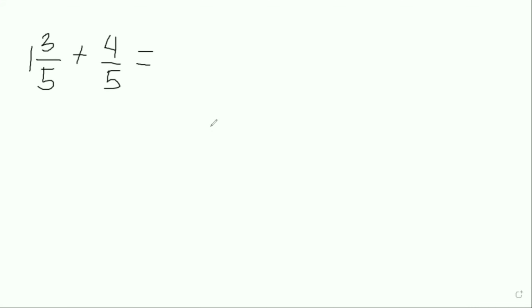Our third and final example for similar fractions is 1 and 3/5 plus 4/5. Kung mapapansin natin sa halimbawa, meron tayong mixed number and proper fraction. So kung sanay na kayo mag-perform ng operation sa fraction, pwede nyo na yang idiretso. Pero pag nagsisimula pa lang kayo matuto about fraction, mas mabuti na kapag may given na mixed number, i-convert nyo muna yan sa improper fraction bago nyo i-perform ang operation.